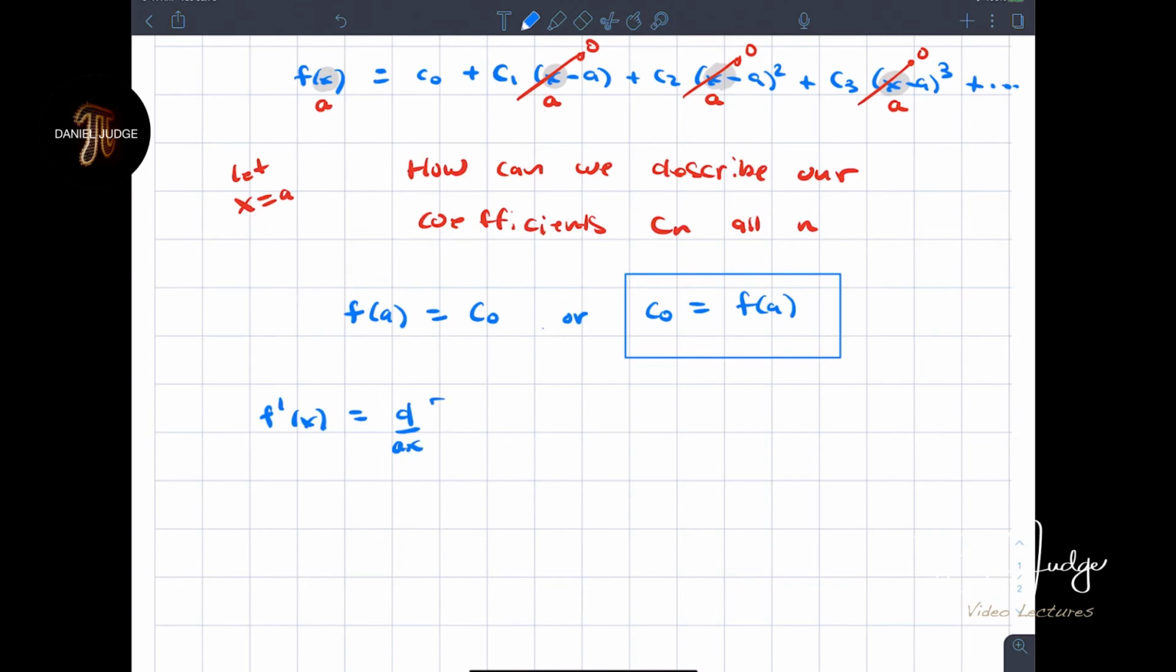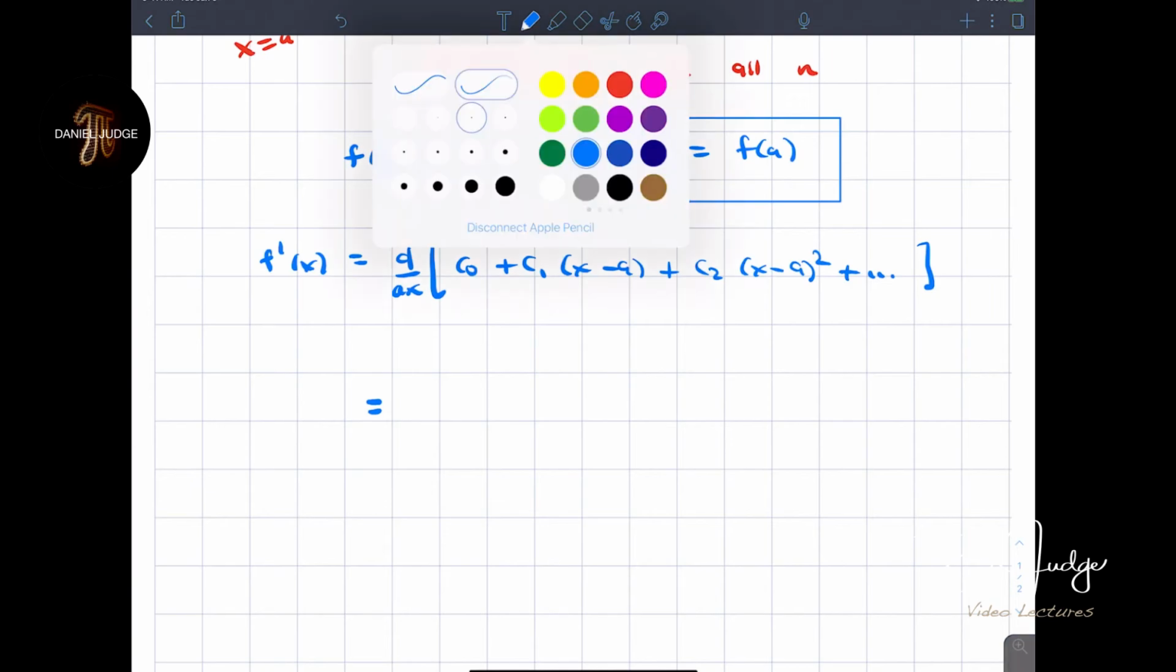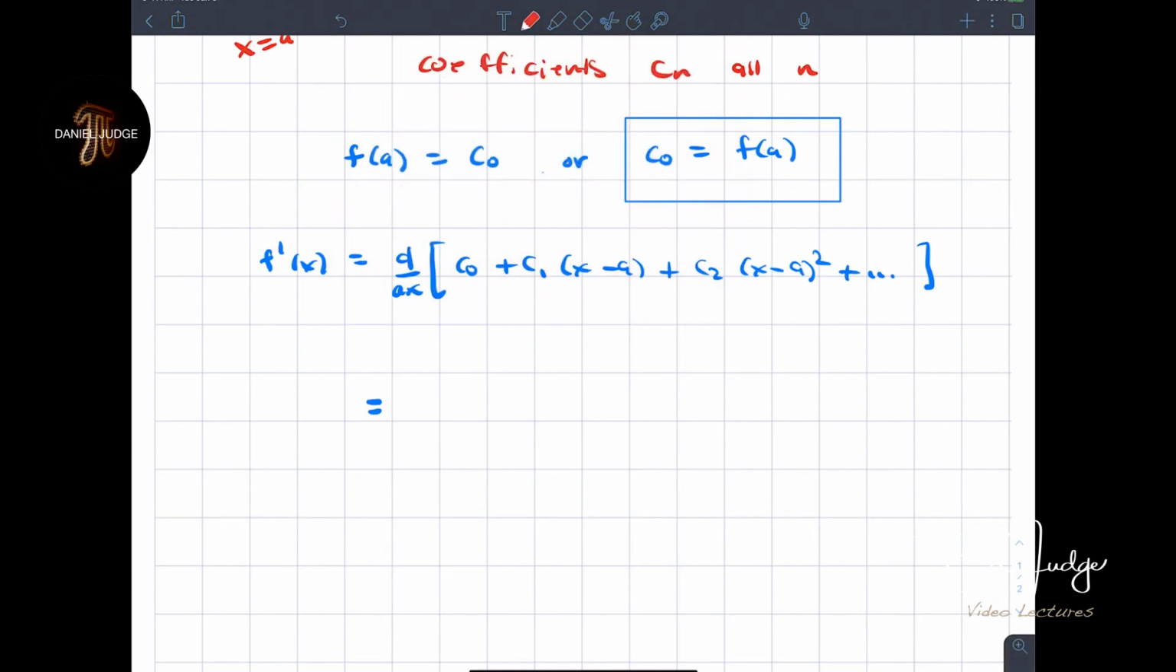I'm just going to do this once for you guys so you can see the details. You know the properties of derivatives: the derivative of a sum is the sum of the derivatives. Anyway, let's just do it once for you. And I'm going to pull out the constant.